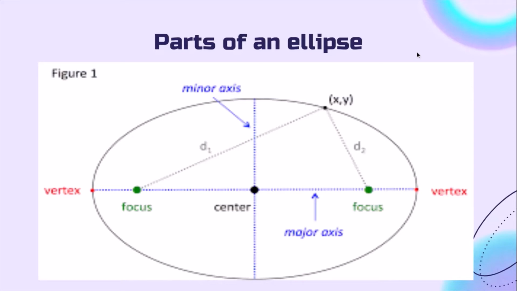Here are the parts of an ellipse. At the center, we have the center. Then, the longest axis is called the major axis. And at the end of the major axis, we have a vertex. And the shortest axis is the minor axis. And the end point of that is called a semi-vertex. Here we have the focus, which is always on the major axis, and the other focus. And both of them are called foci.